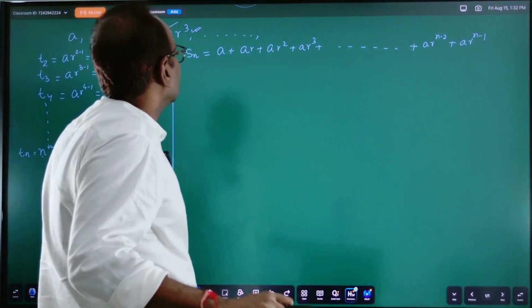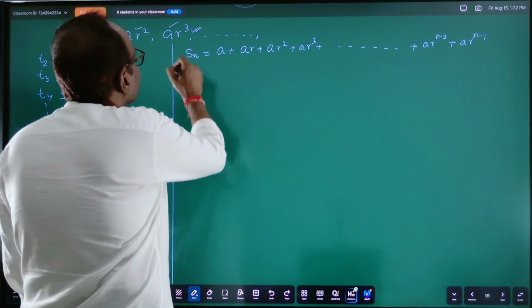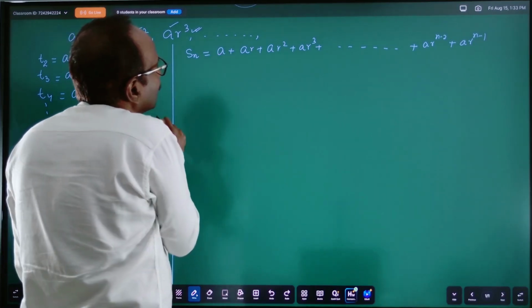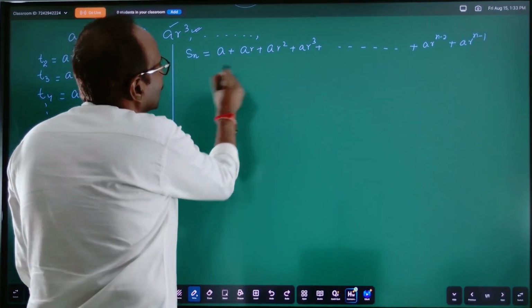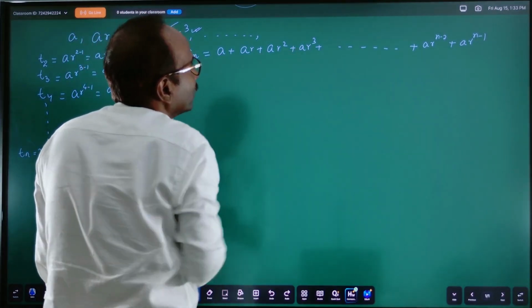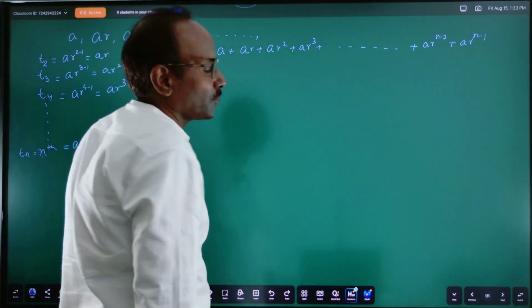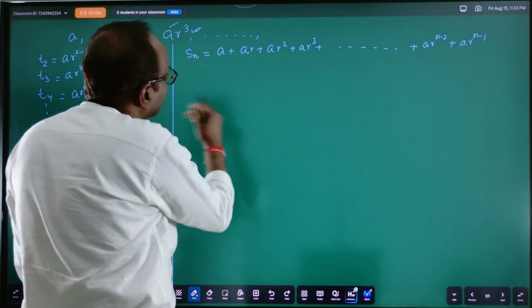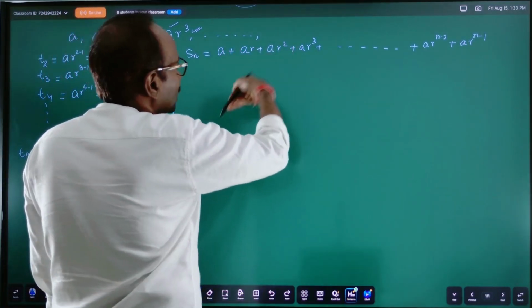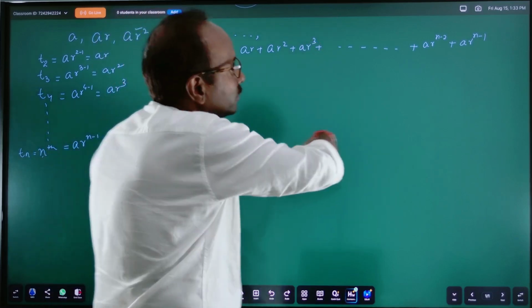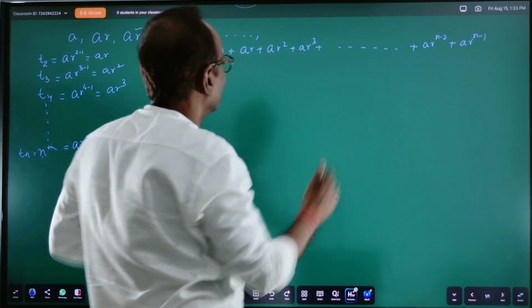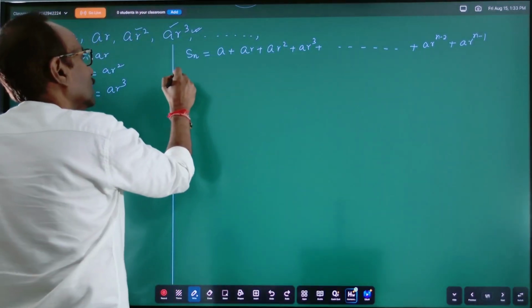So if you notice, if I multiply Sn with r, what will happen? This will become ar, this will become ar square, this will become ar cube, this will become ar to the power 4, and so on. And if we subtract those two, ar will cancel, ar square will cancel, ar cube will cancel. Till here it will cancel. So you will be left with only 2 terms. So let us do that.